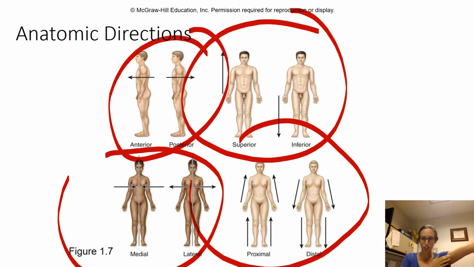So for instance, if we talk about my hand, okay, your elbow is going to be more proximal, closer to your attachment point, than your fingers, okay? Distal now refers to being farther away from an attachment point. Okay, so if we do the same example, now we have our fingers are going to be more distal than the elbow because now it's farther away from our attachment point of the shoulders.